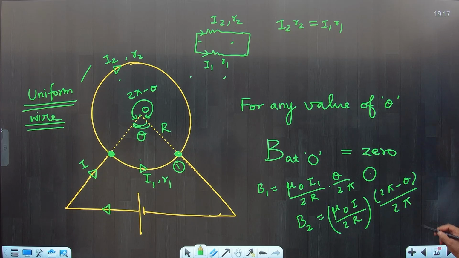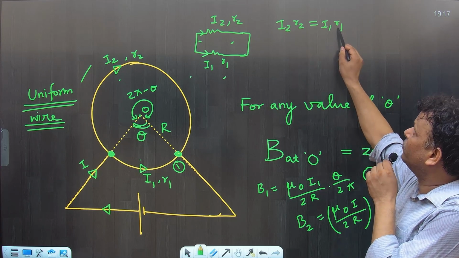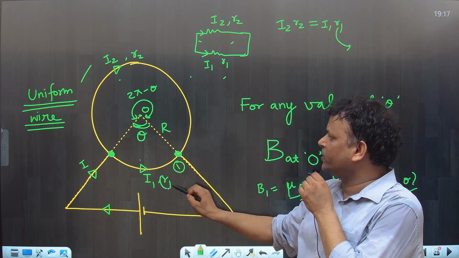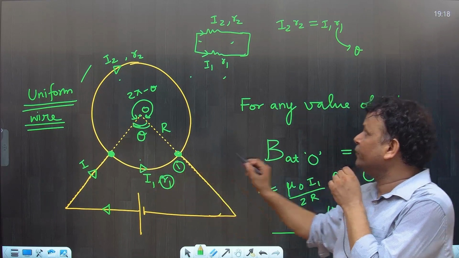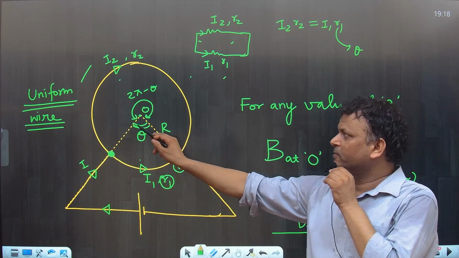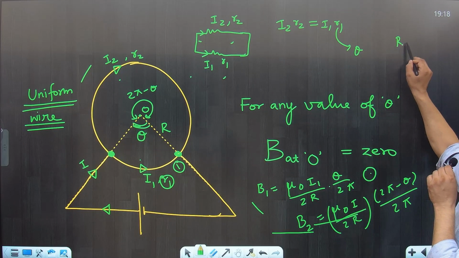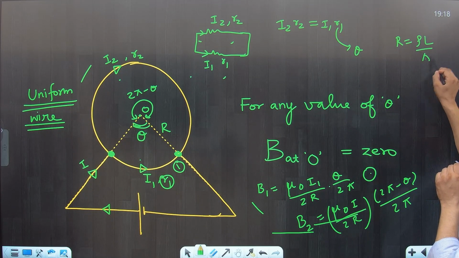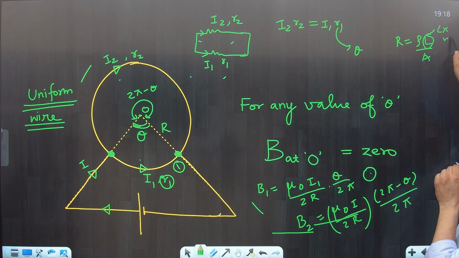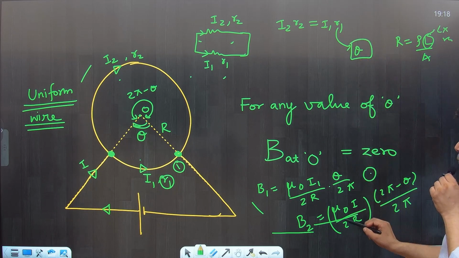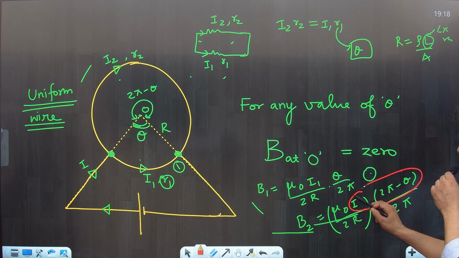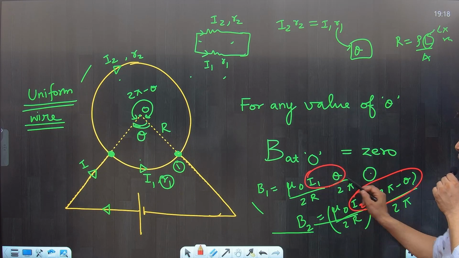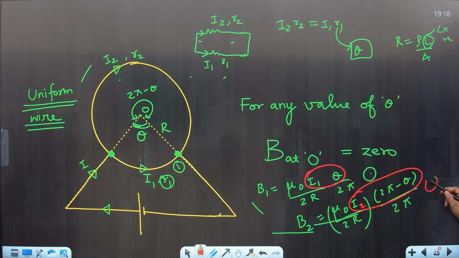But as you can say that I1 R1 is I2 R2, and R1 is proportional to theta, because resistance R is rho L by A, depending on length, and arc is angle into radius. So you can write theta here. So you can say that these two values, I1 into this and I2 into this, will be equal. So magnetic field will be cancelled out and it will be 0.